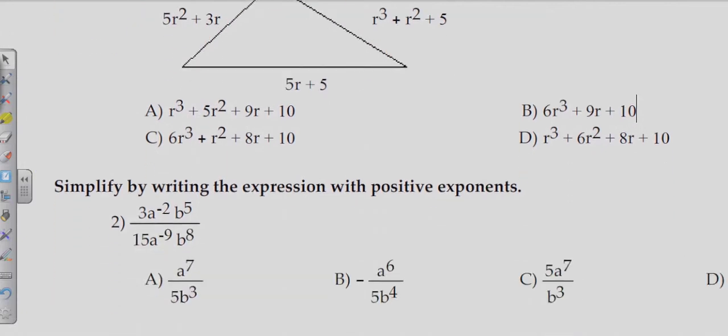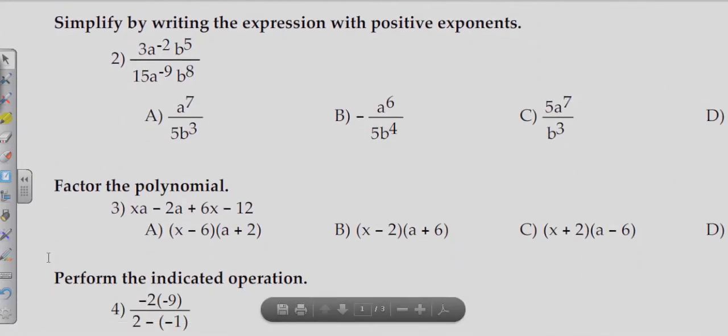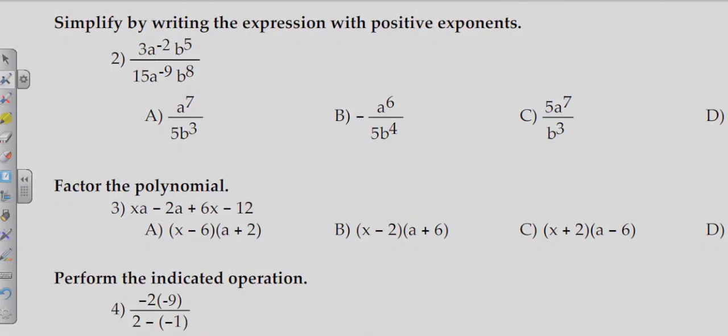Now looking at the next question, which is again: simplify by writing the expression with positive exponents. Again, very similar to what we did before, just with different numbers. Right? So you're looking at the A's together. See the A here and this A here. You can apply the rule to these two together, right? So it will be what? It will be A power minus 2 minus 9 according to the rule. I'm subtracting the power that's down, right?